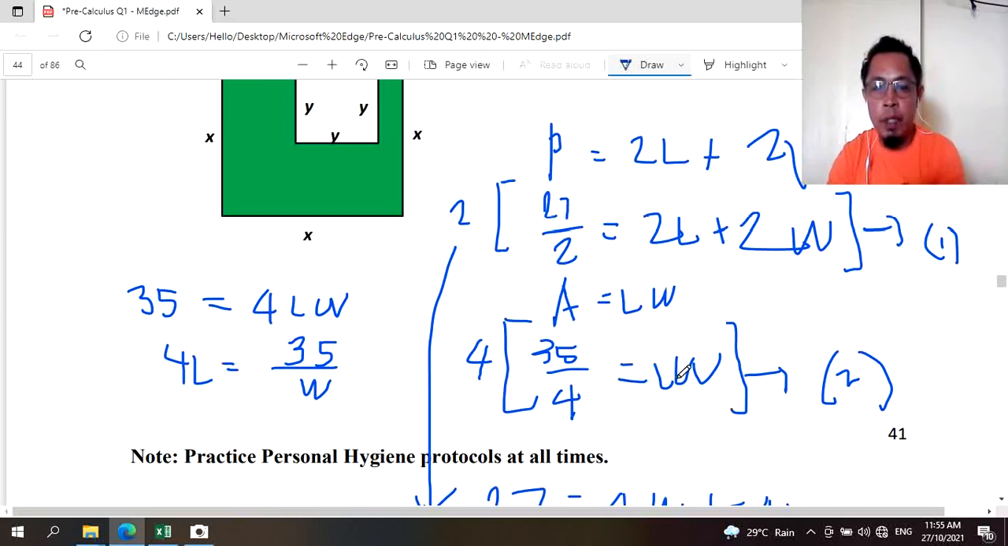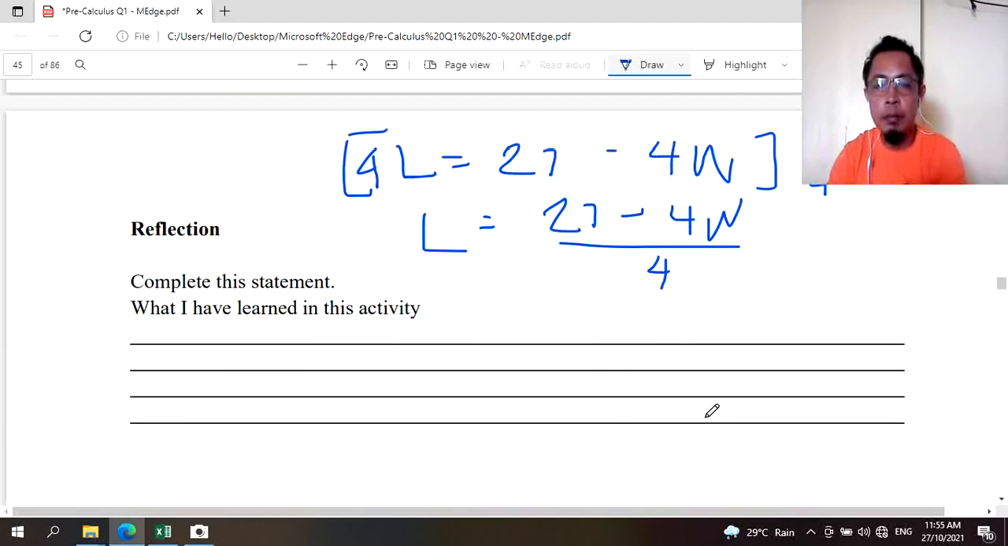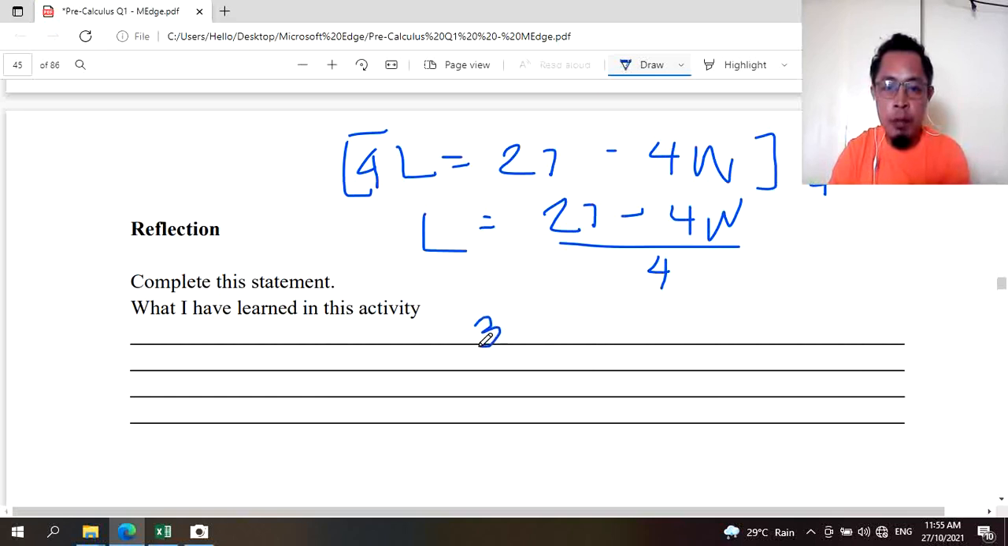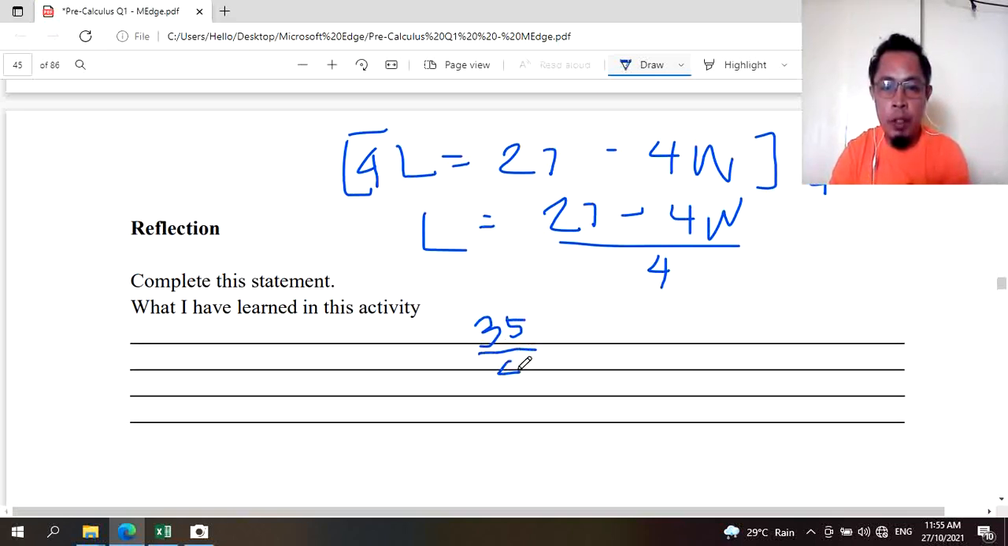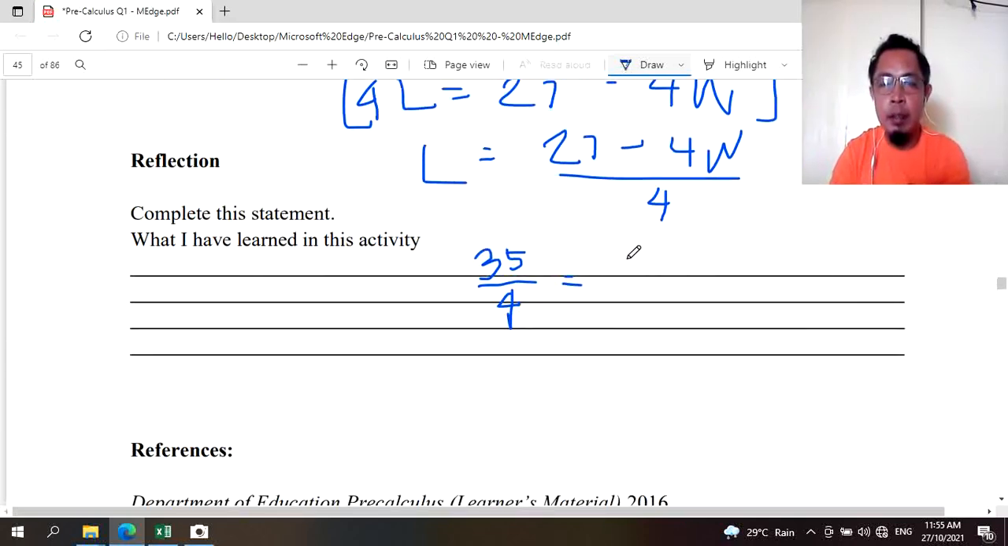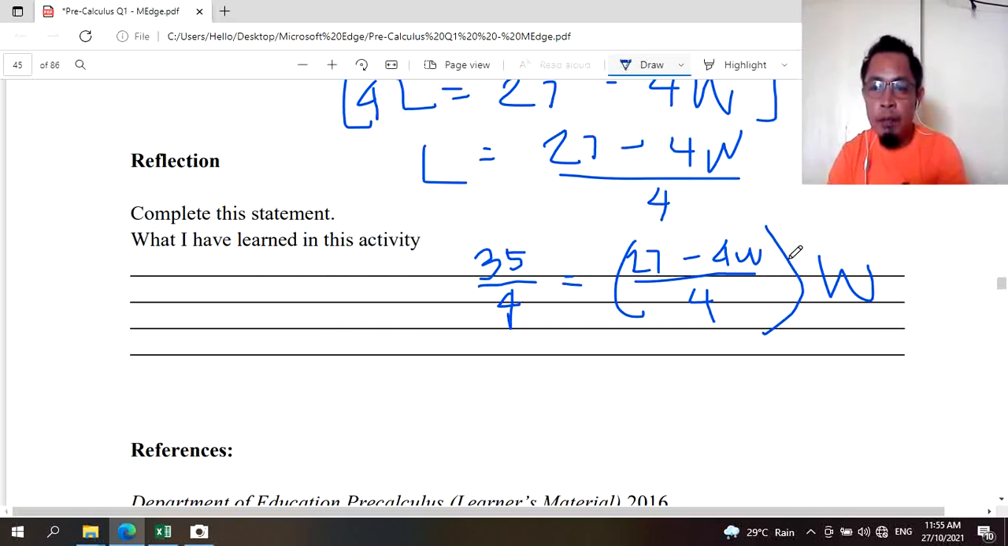Then if we are going to substitute this one into the second equation, 35 over 4 equals LW, then we have here now 35 over 4, being the area, is equal to length times width, but our length is 27 minus 4W over 4, times W. So you would notice that we substituted the value of L. Here we have now one variable involved, which is W. So working on this, we multiply by 4 to further simplify it.